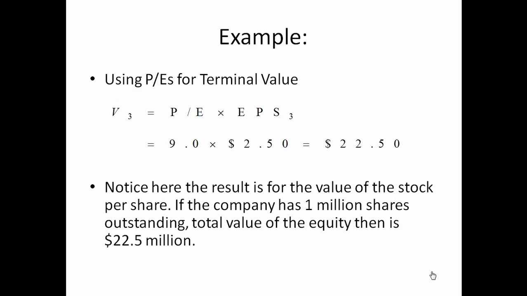To use the PE for the terminal value at the end of year 3, it is the PE ratio multiplied by the EPS at the end of year 3. So it's simply 9 multiplied by 2.50, and it turns out to be $22.50. Notice here the result is the value of the stock per share. If the company has 1 million shares outstanding, then the total value of the equity is 22.5 million. As you see, the calculation is very simple and very straightforward.